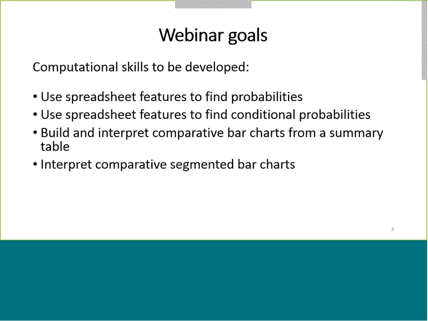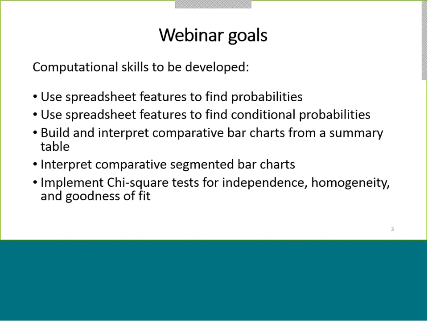We'll also interpret some comparative segmented bar charts, and we'll show how to implement chi-squared tests for independence and possibly talk about homogeneity and goodness of fit. And we'll do that on both the TI-Nspire and on the TI-84, the chi-squared tests.